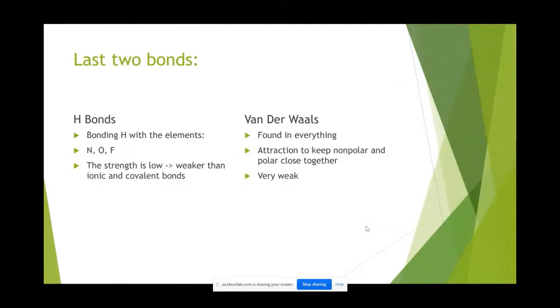Okay, last two bonds, hydrogen bonds and van der Waals. I'm going to go quickly through this because I think this is probably very, very easy. Hydrogen bonds, what I think you should know about this is that hydrogen can only bond to 3 elements. It's nitrogen, oxygen, and fluorine. That is it.